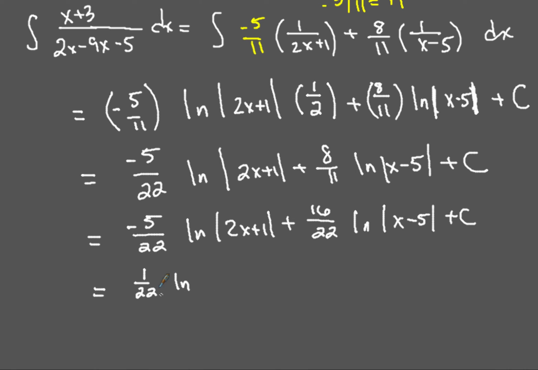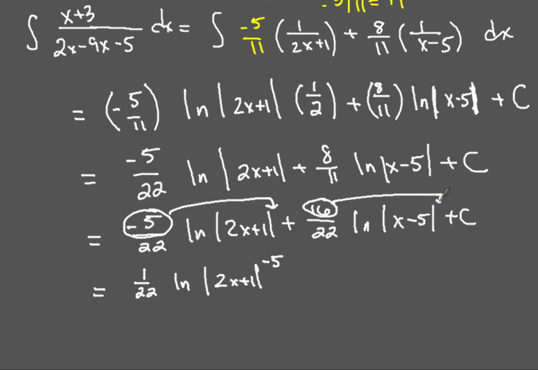Natural log. Now, if we're going to have 1 over 22 out in the front, that means this numerator piece is going to go to the exponent over here. So we're going to have natural log absolute value of 2x plus 1 to the negative 5 power. What? And then the same idea here, the 16 is going to become the exponent of the next piece. So we're going to have 1 over 22 times natural log of the absolute value of x minus 5 to the 16th power, and then plus our c. Now both of these have a common factor of 1 over 22. So let's take that guy out. So we're going to have 1 over 22.